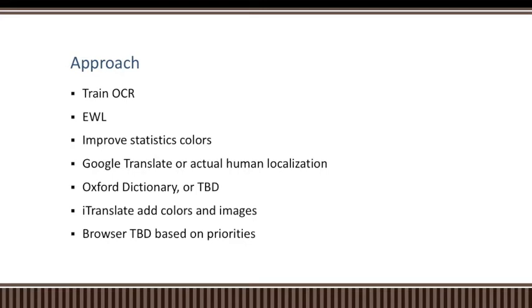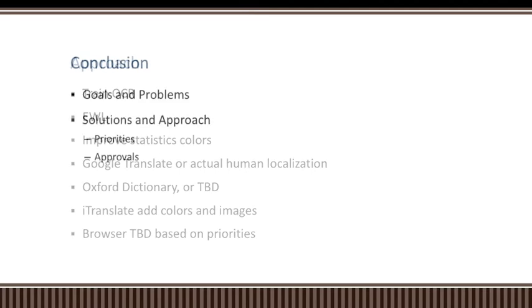For the dictionary, the Oxford Dictionary is what was asked, but that's under a lower priority, but to be determined by the product owner. The iTranslate, we're going to add colors and images that would make it more kid friendly. And for the browser, that was also one of the lower priorities, so it's going to be to be determined based on what the priorities are.